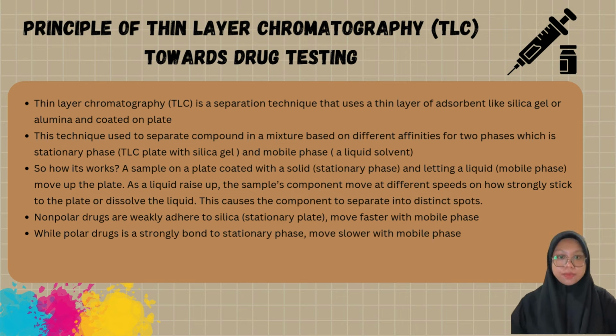So, how does it work? A sample is placed on a plate coated with a solid, and a liquid moves up the plate. As the liquid rises up, the sample's components move at different speeds depending on how strongly they stick to the plate or dissolve in the liquid. This causes the components to separate into distinct spots. Non-polar drugs weakly adhere to silica. They move faster with the mobile phase, while polar drugs are strongly bound to the stationary phase, and they will move slower with the mobile phase.